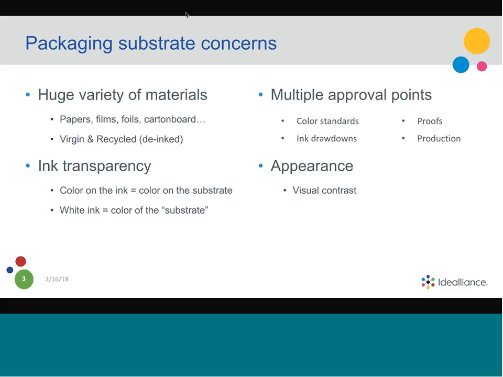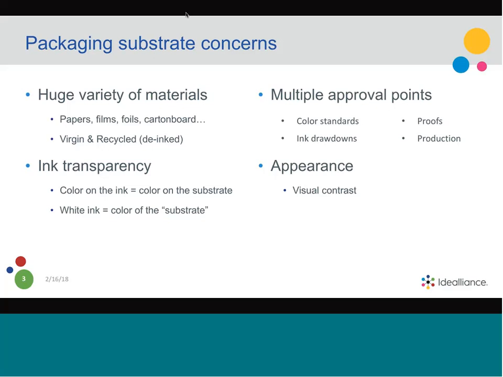So that's a part of the process where substrate plays a role, right? Because maybe the color standard was built on a different substrate than the one the ink drawdown's going on. Uh-oh. You know, that potentially impacts your feasibility. Maybe you can't get there. Maybe it's because of the substrate, right?